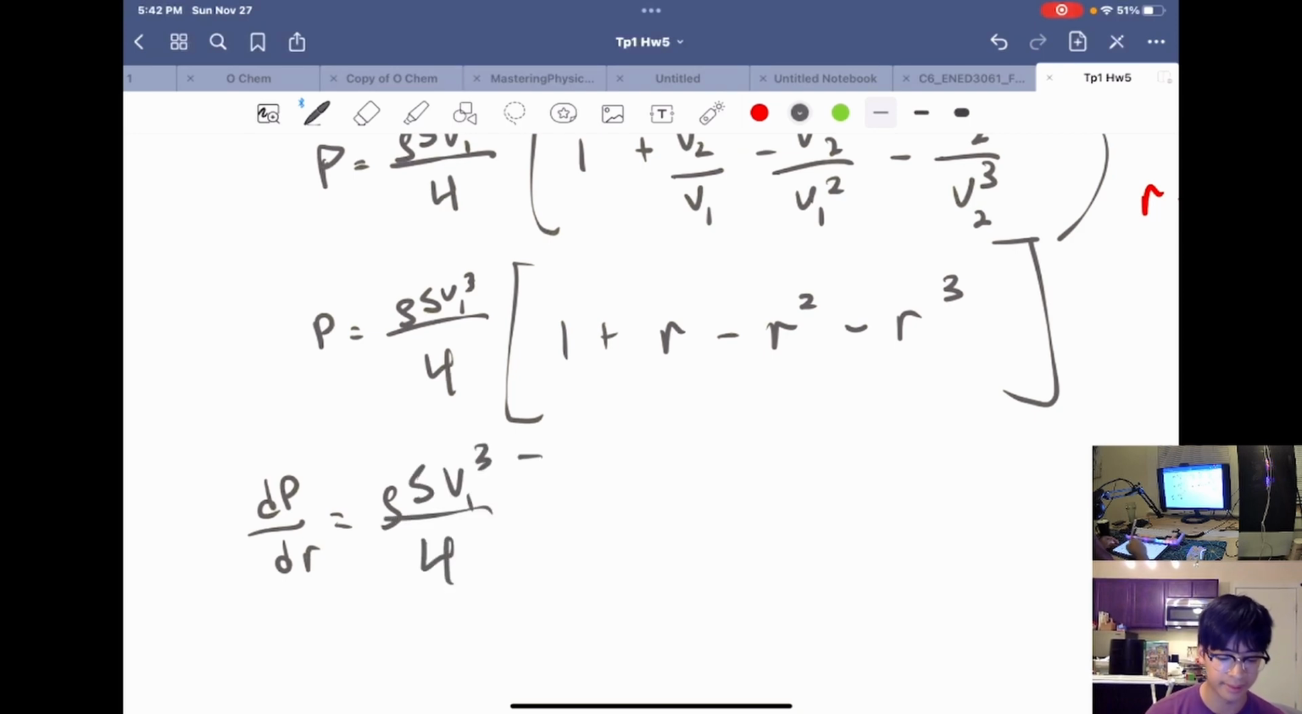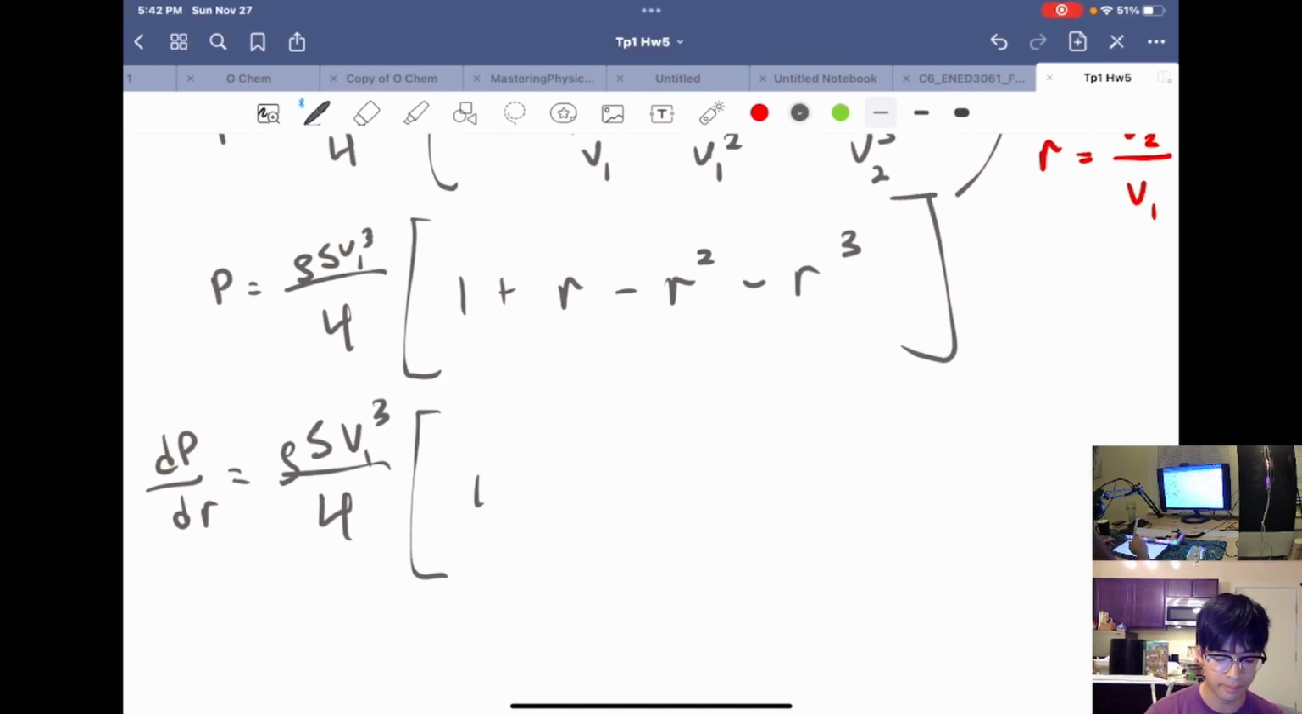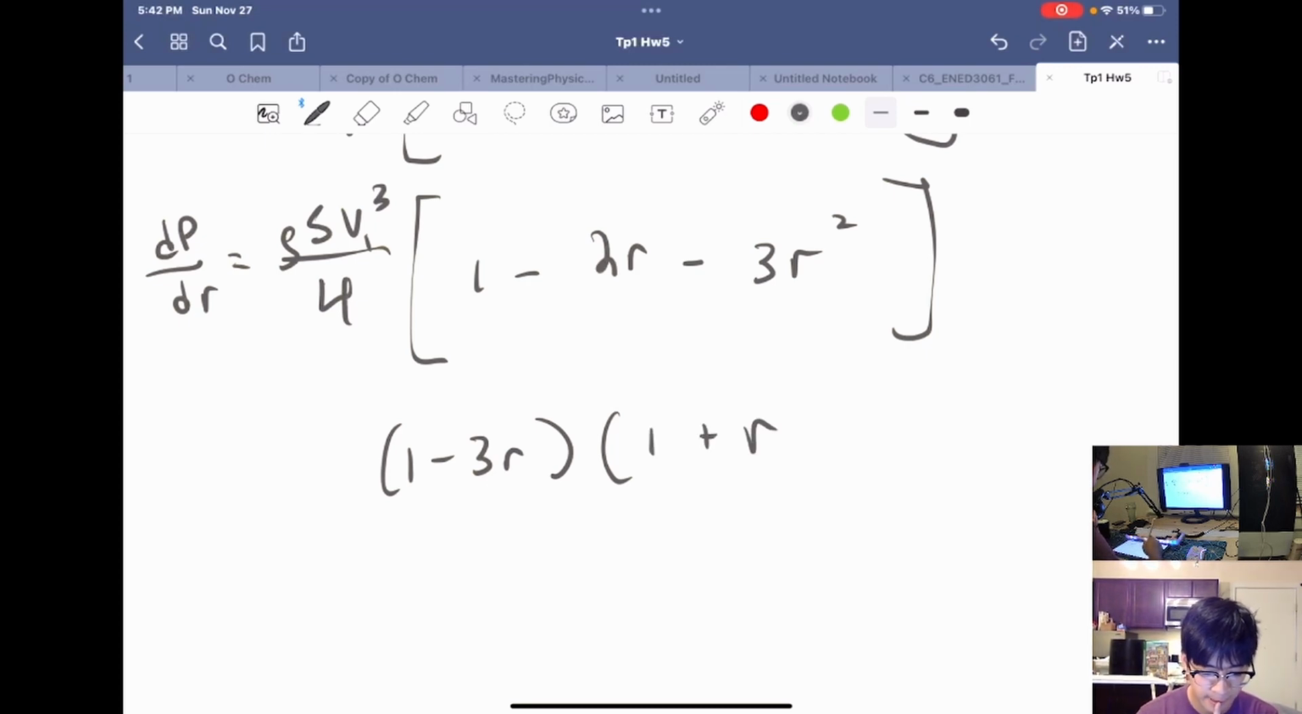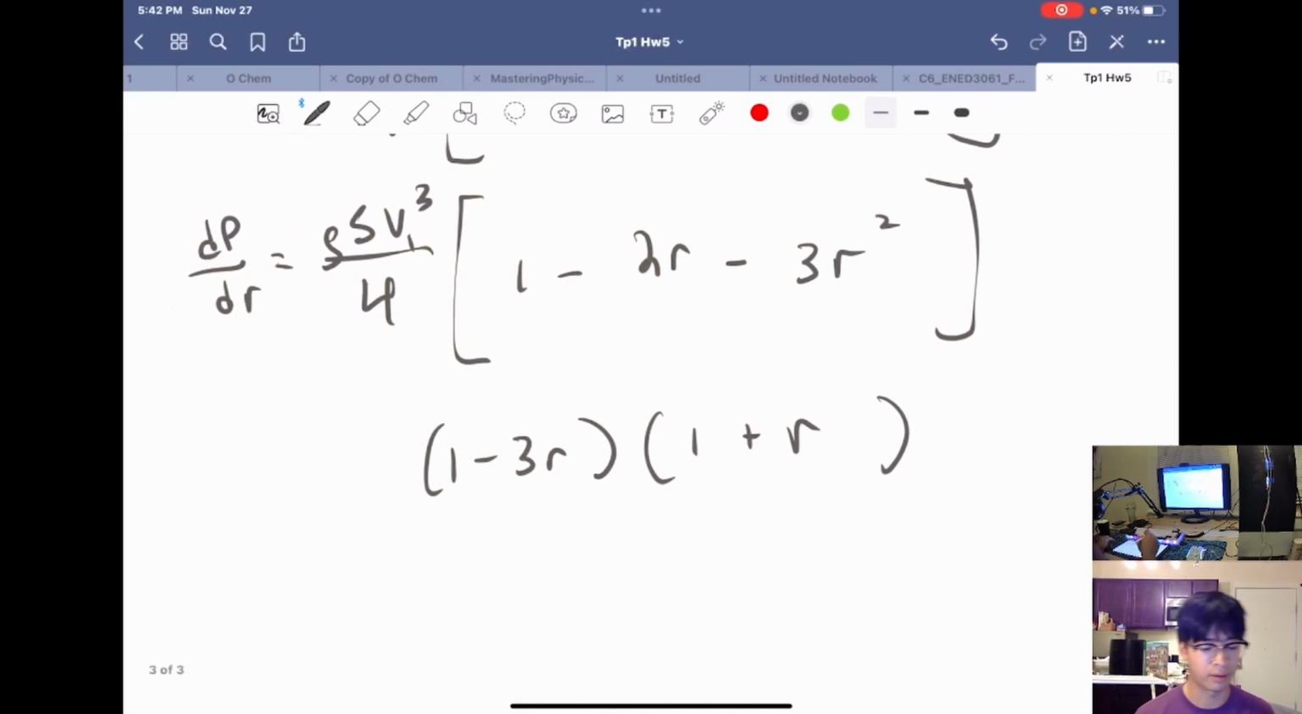That's all constants in this context, so I don't need to worry about it. And this is equal to 1 minus 2r minus 3r squared. Factor that, solve for the roots. I have 1 minus 3r times 1 plus r? Double check. Yep, minus 2r plus 1. Okay, good. Factoring out works out.